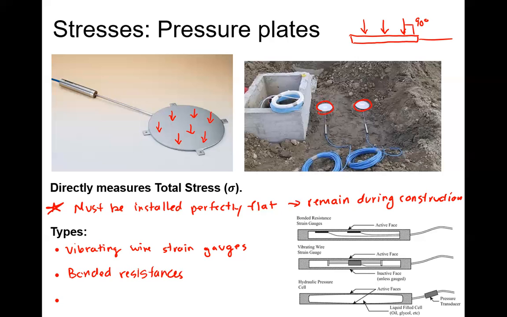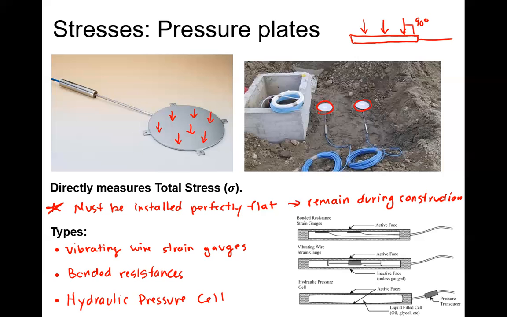And then others are hydraulic pressure cells, where the inside of this little pancake is filled with either oil or some type of liquid, and we can directly measure the change of pressure in that pancake due to the change in pressure on the cell. So you actually have a transducer.